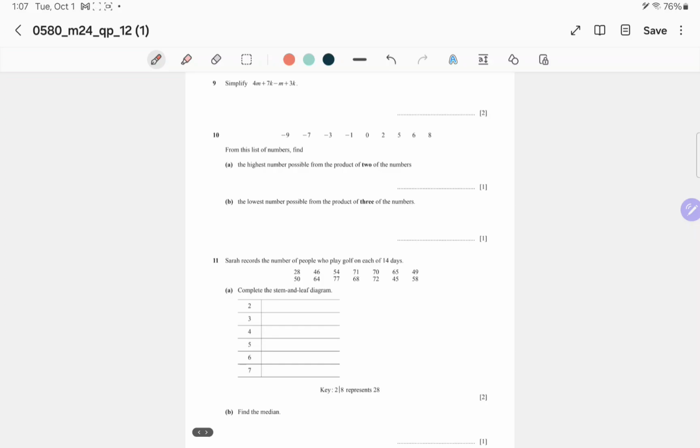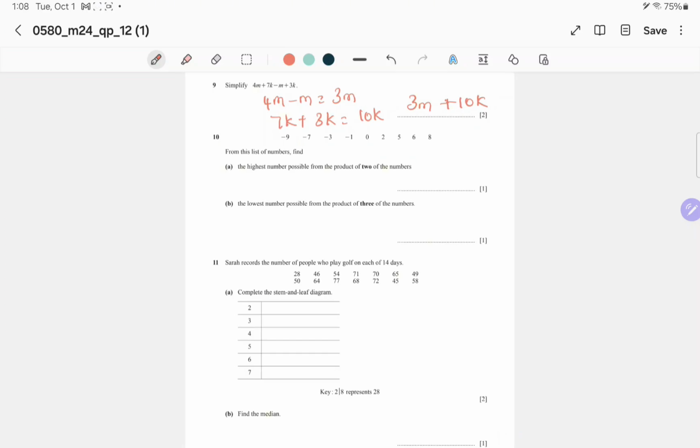Okay. So coming to the next question, here 4m plus 7k minus k minus m plus 3k. So bringing the m to one side. So 4m minus m is 3m and 7k minus k plus 3k, which is equal to 9k. So your answer is 3m plus 9k. Okay. Now we will go to the 10th question.